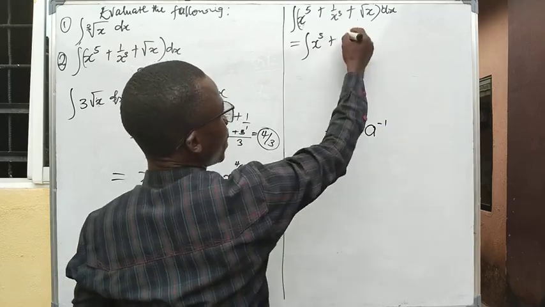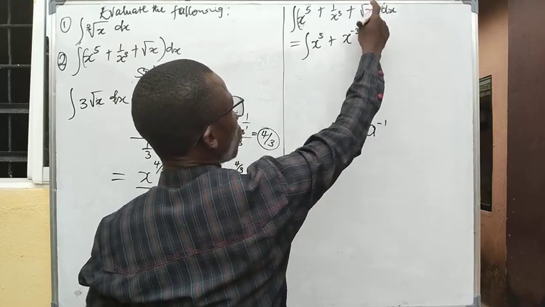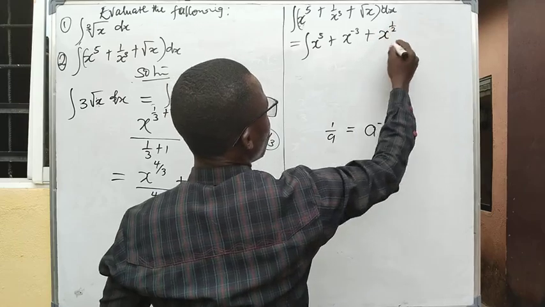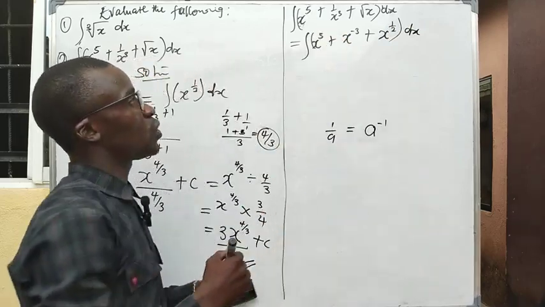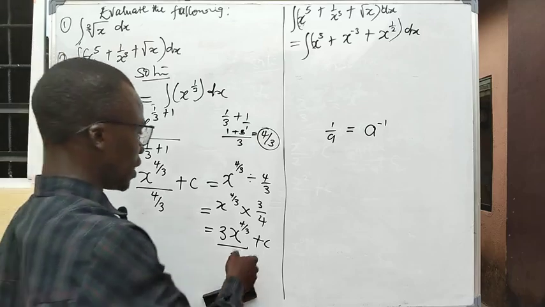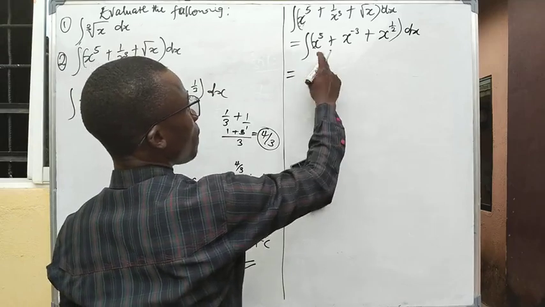So I will now write it as x raised to power minus 3, then plus, what is square root of x is the same thing as x raised to power 1 over 2. Okay? So dx. Now, having done it this way, we can now start our integration because it now looks like what we know.